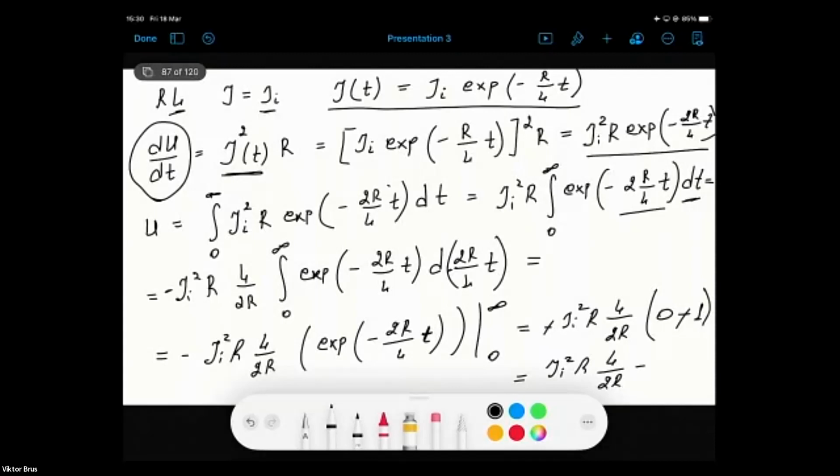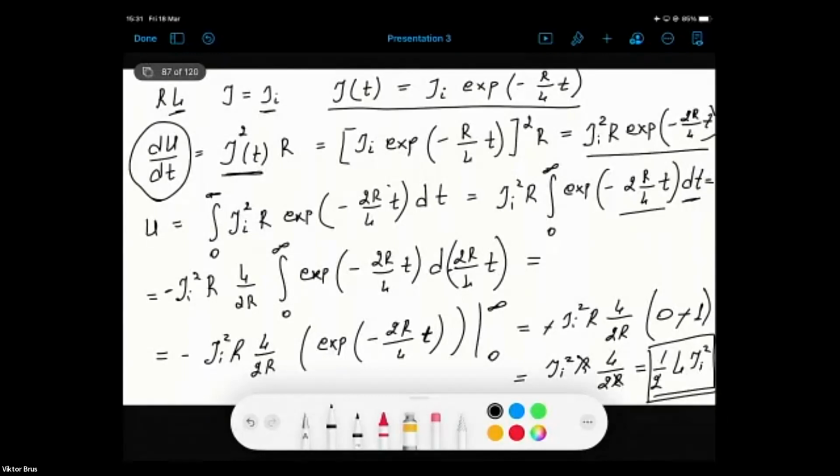So after canceling this R, we get the expression of total energy dissipated over a resistor during this decaying electric current, and that will be equal to 1/2 times L times I initial square, which is indeed the expression which we previously derived for the energy of magnetic field accumulated in the inductor.